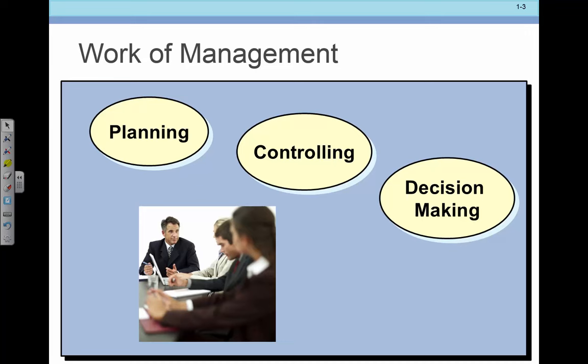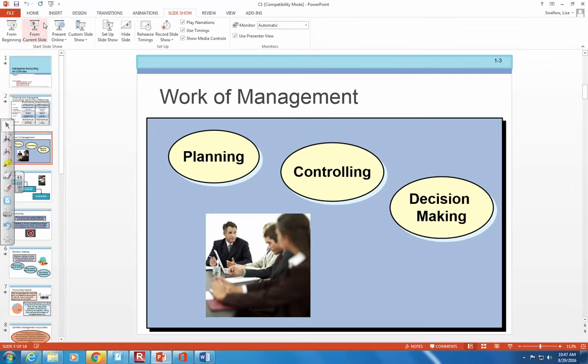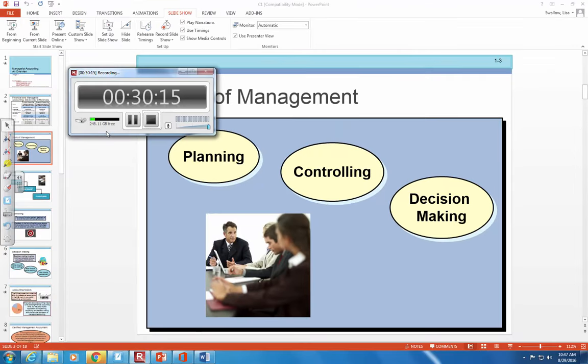What do you mean by theory of constraints? What do I mean about the theory of constraints? The theory of constraints is, let me just shut this down.